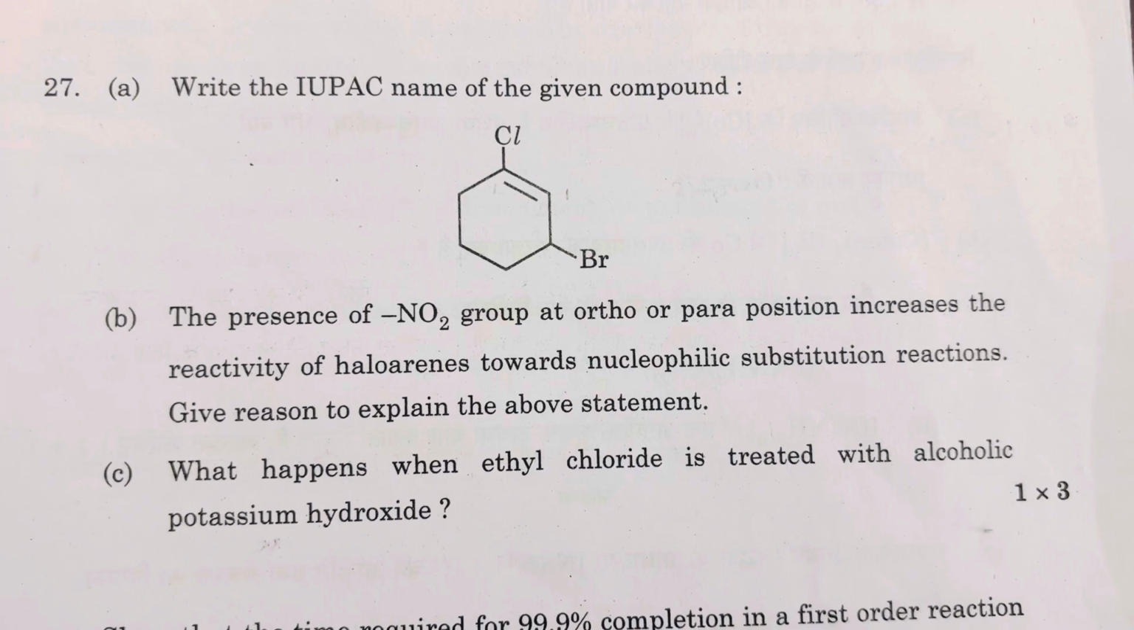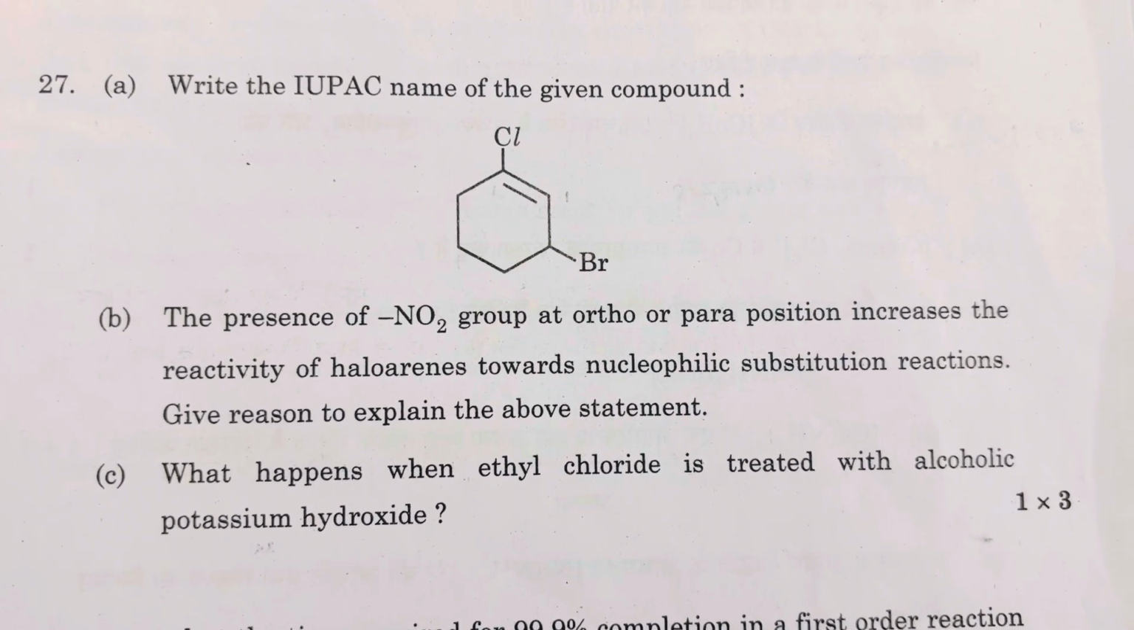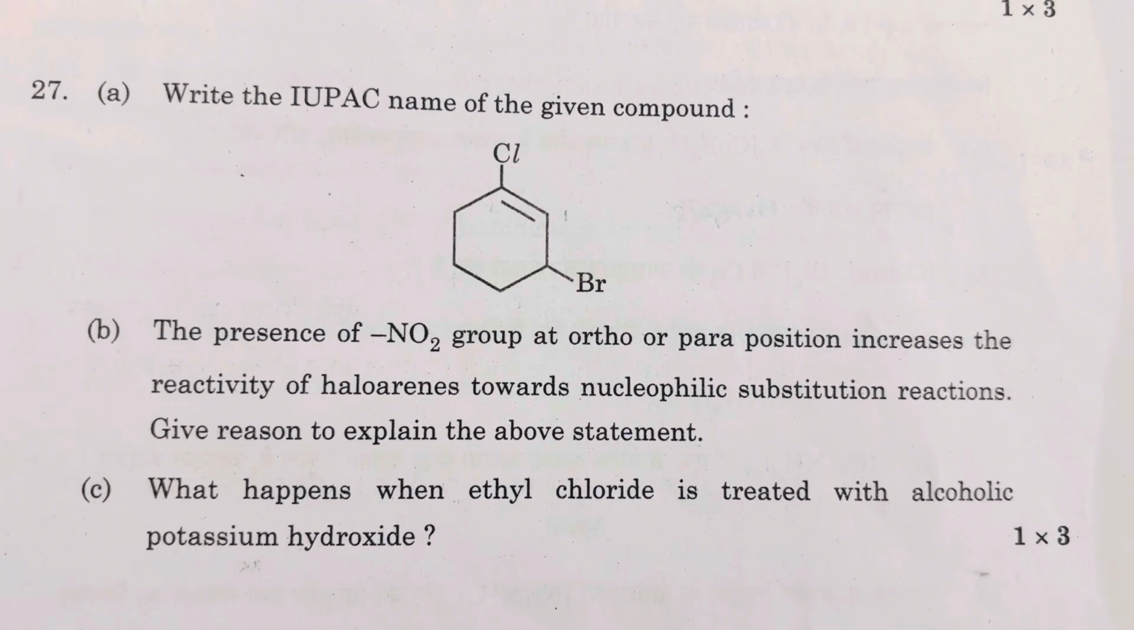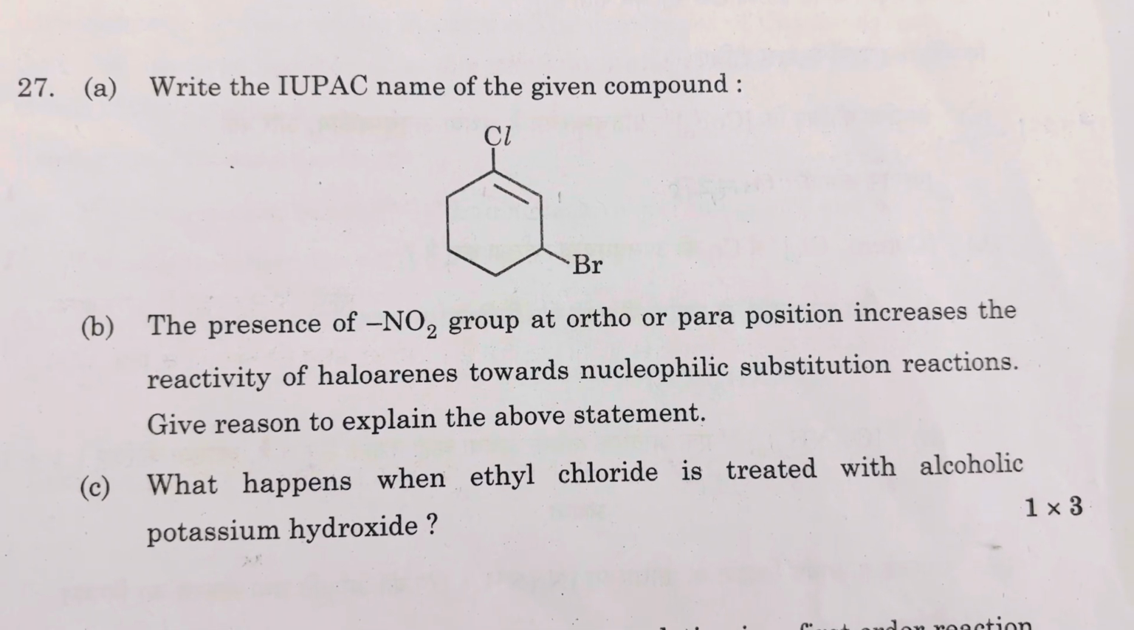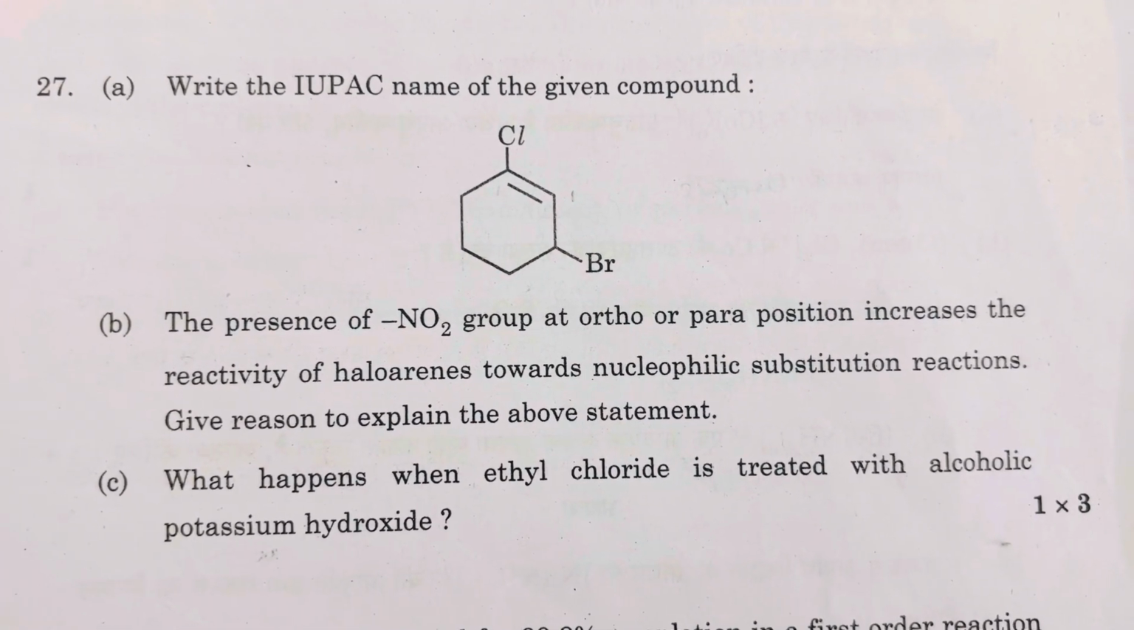Let's see. There are three parts given and every part consists of 1 mark, 1 into 3. So see the first point. Write the IUPAC name of the compound. The compound is given.